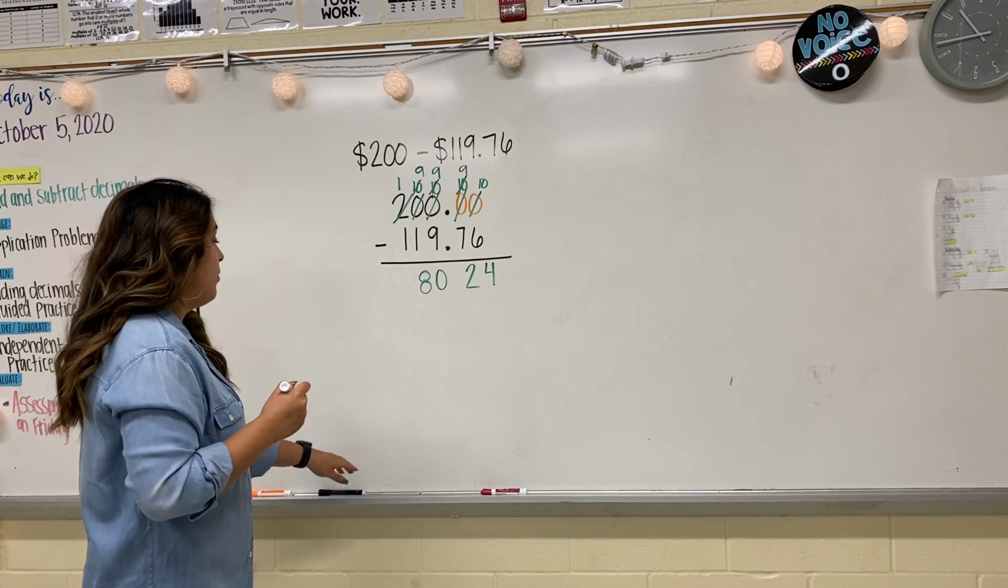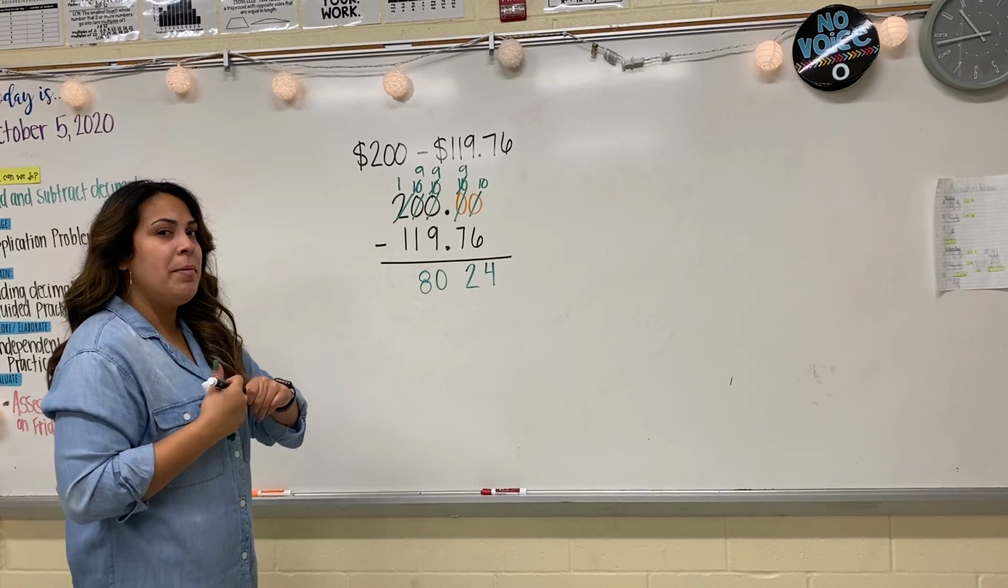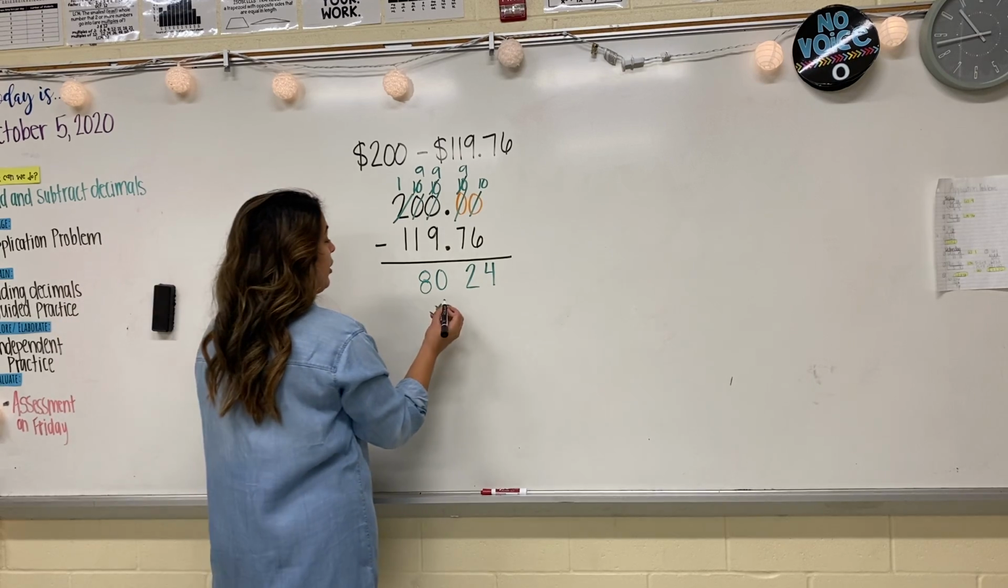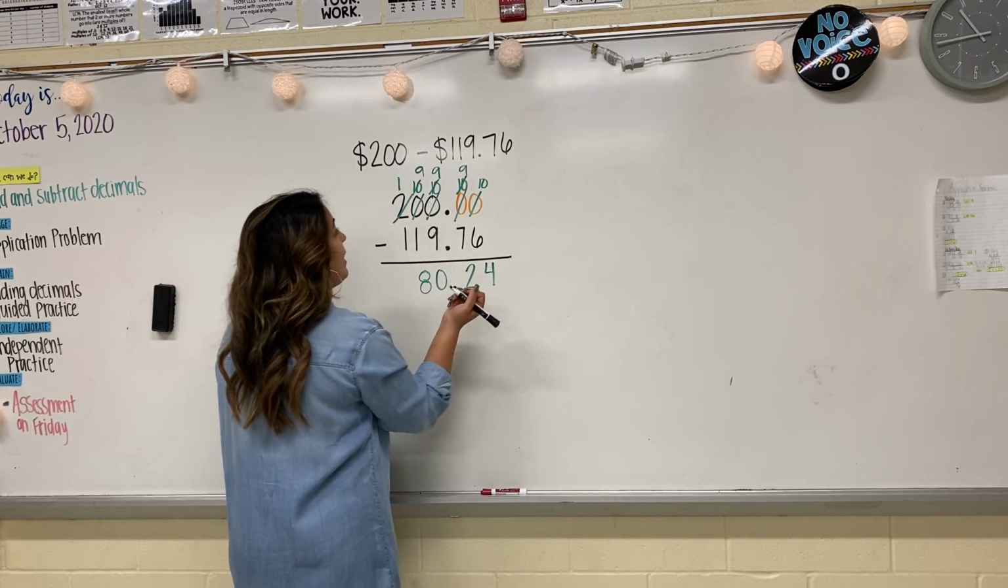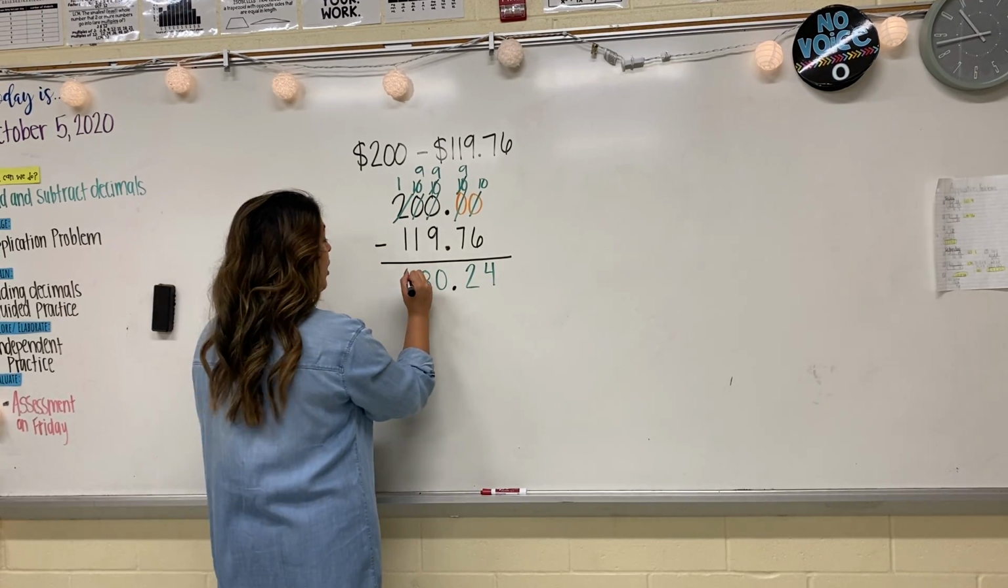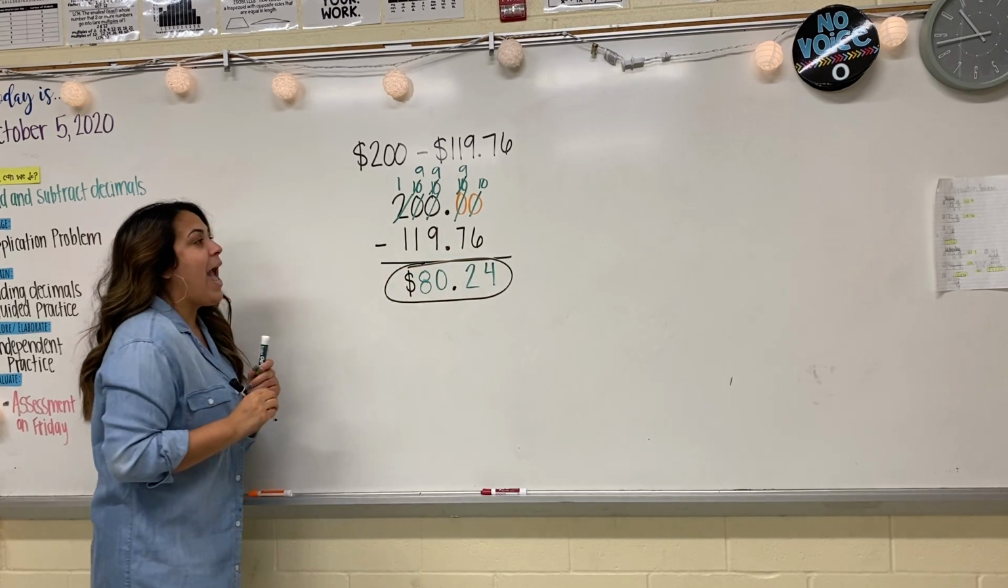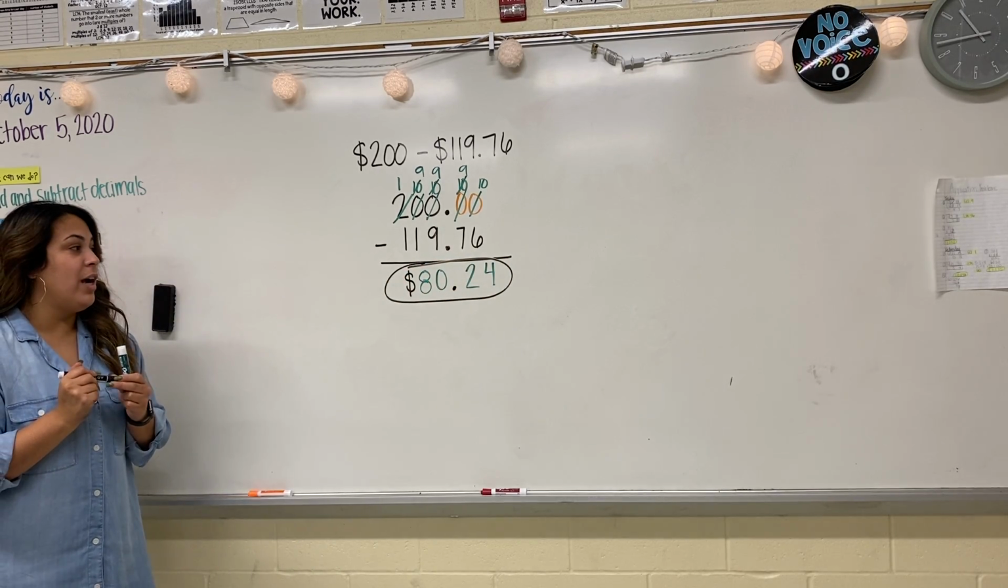So I'm done, but I'm not done at the same time. Remember, before you are officially done, you need to put down that decimal point. In this scenario, since I'm dealing with money with my dollar sign, my answer is $80.24.